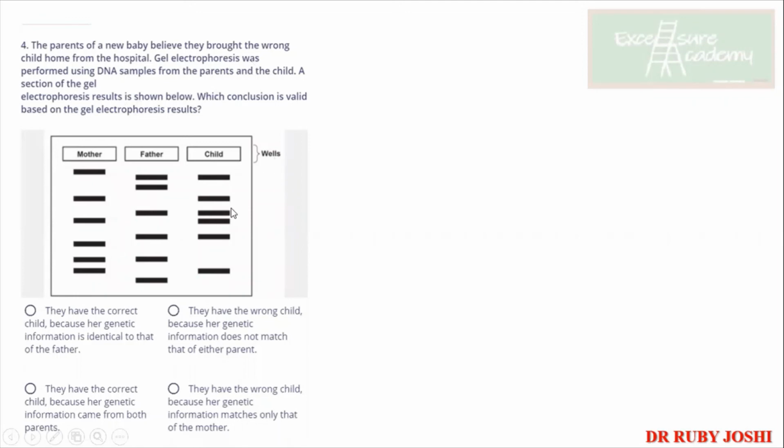Mother दिया, father दिया, child दिया. Now you just have to tell whether this child is belonging to these parents or not. I think it's the right child. The bands match at least mother or father, all of them. ऑप्शन में तो कौन सा आंसर है?